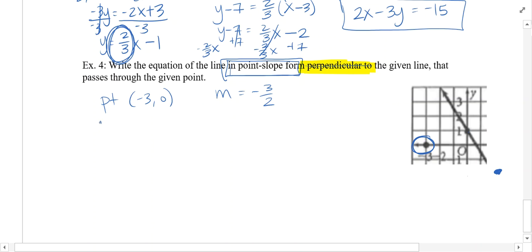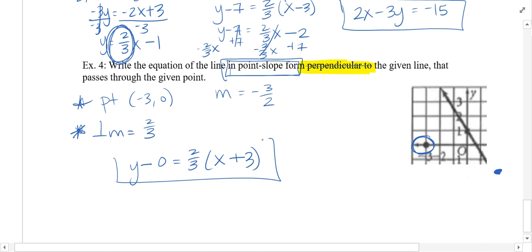And I want the perpendicular slope. So the perpendicular slope, change the sign, flip it. So 2/3. So I'm going to write an equation in point-slope form with this point and this perpendicular slope. So y minus my y coordinate, which is 0, equals 2/3 x. And then I have minus a negative 3, so double negative turns to a positive. Okay, and then we want it in point-slope form, so that is it.